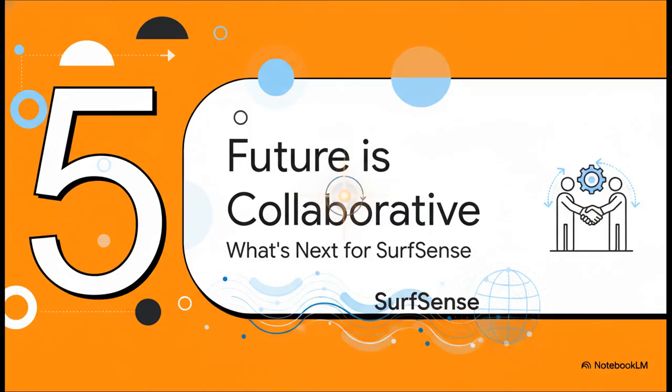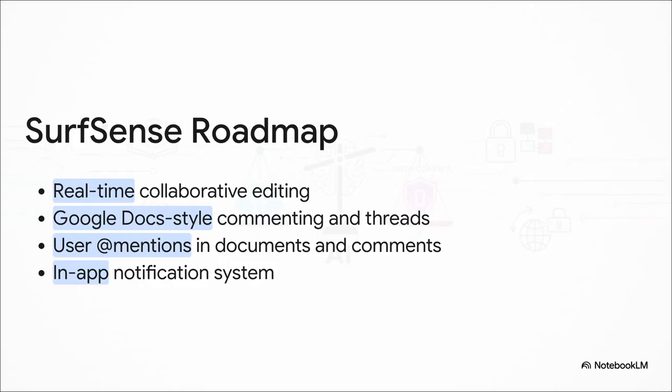But wait, there's more. Because SurfSense isn't just content with being an amazing personal tool. The vision is way bigger than that. And that brings us to the future, which is all about collaboration. So I was checking out their public roadmap, and this is where it gets really wild. They're building in features that will turn this thing into a full-on collaborative hub. We're talking about real-time editing, just like in Google Docs, where you can see your teammates typing. You'll be able to leave comments, start discussions, and even @mention people to bring them into a specific document. This is a massive shift. It's going from a personal brain to a secure, private, shared brain for your entire team.